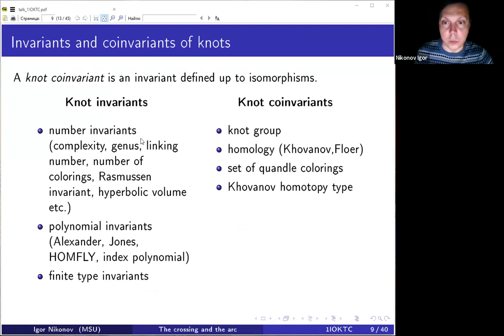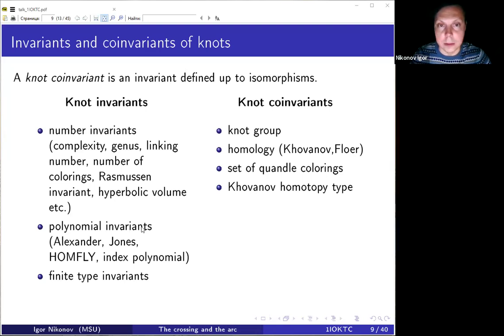invariants which are the pure invariants of nodes, something which doesn't change when we pass from one diagram of a node to another diagram, from one node to an isotopic node. For example, if we have a numerical invariant or polynomial invariant, this polynomial is one and the same for all diagrams where we compute, for example, the Alexander and Jones polynomial of a node.